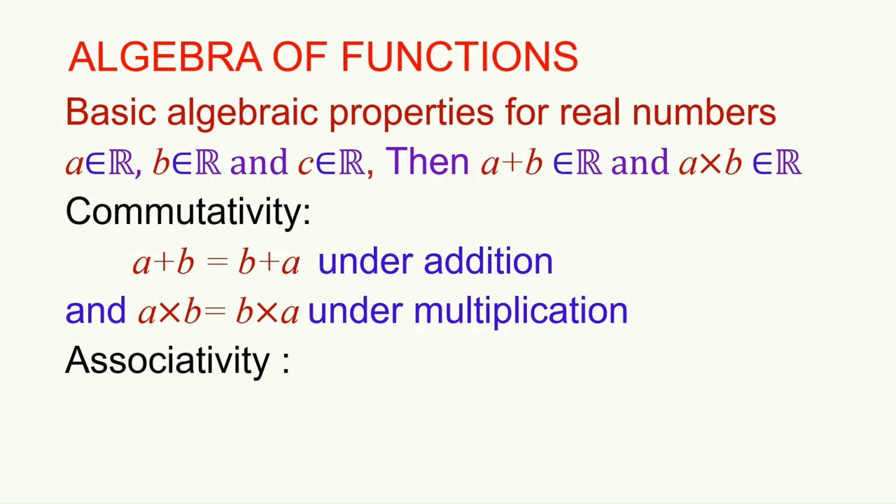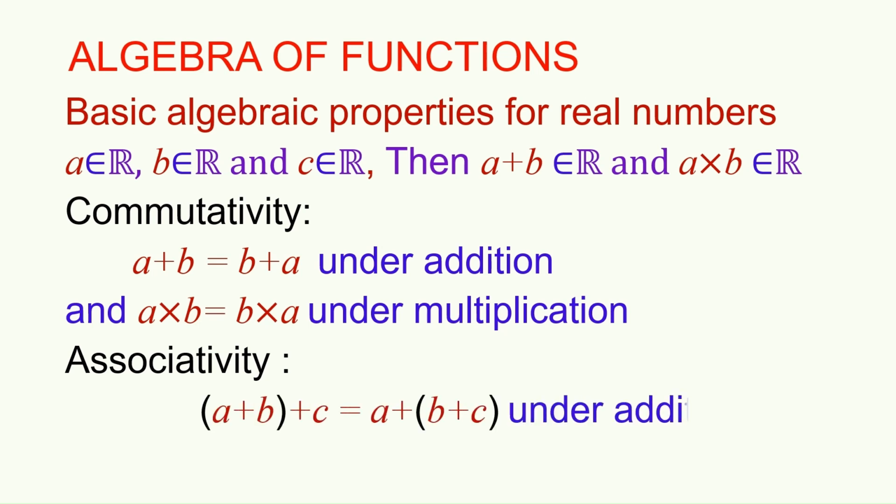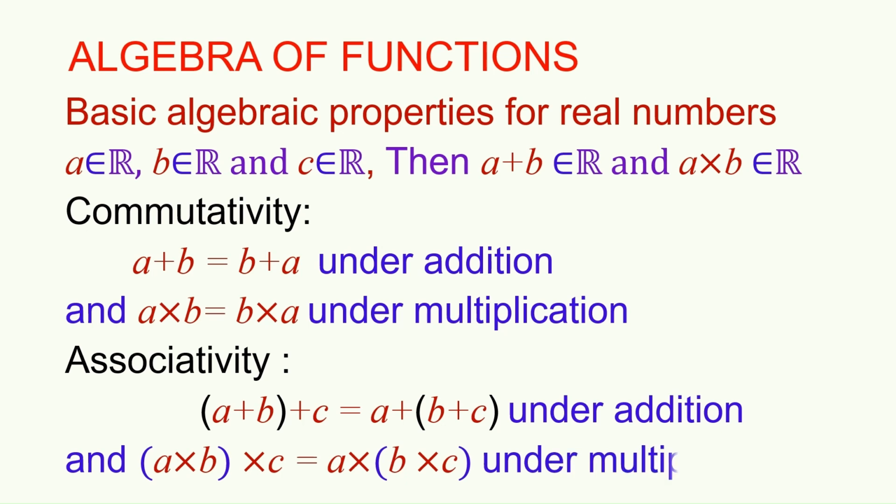Associative rule applies. A plus b plus c equals a plus b plus c under addition, and a times b times c equals a times b times c under multiplication.